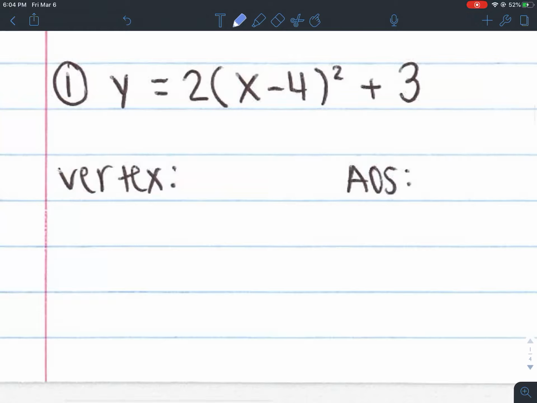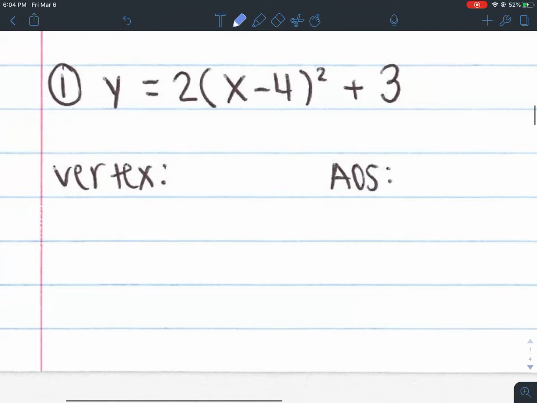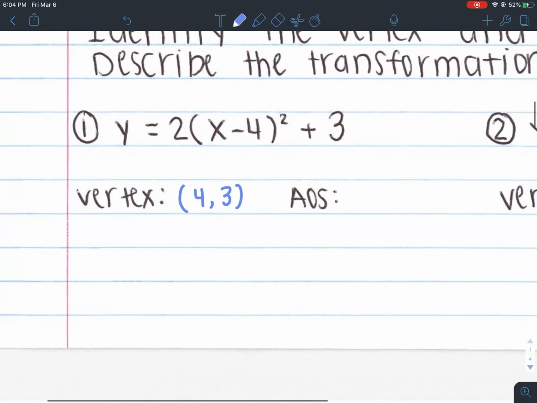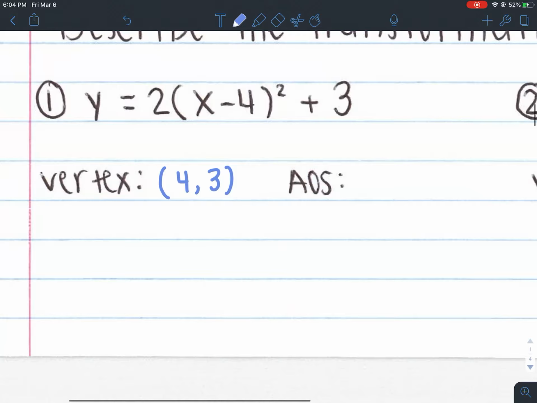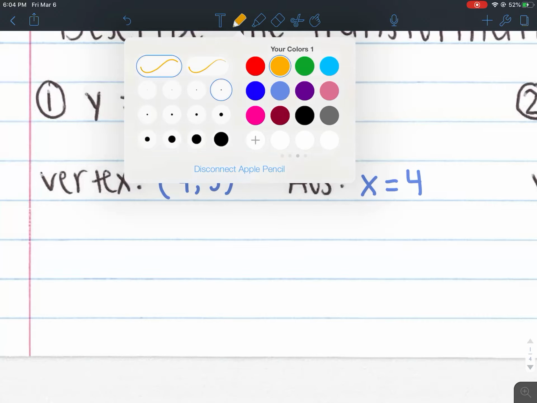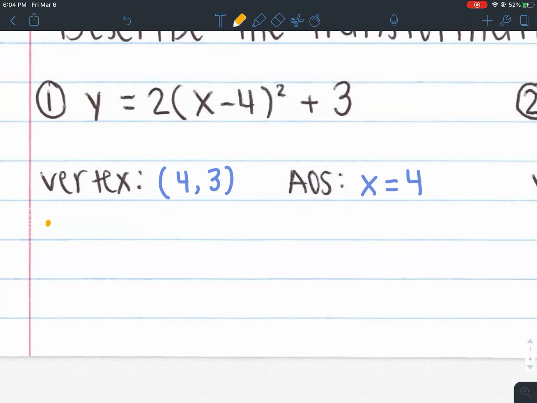So in number 1, what's my vertex? Well, this is vertex form, so my vertex here is going to be +4, +3. Remember, H is opposite. That means my axis of symmetry, well, it always starts as x equals, and it's going to be the 4 because it's the x value. All right, so let's go ahead and start identifying our transformations. So you want to start going left to right. So you always have y equals. Well, the first thing I run into is a +2.